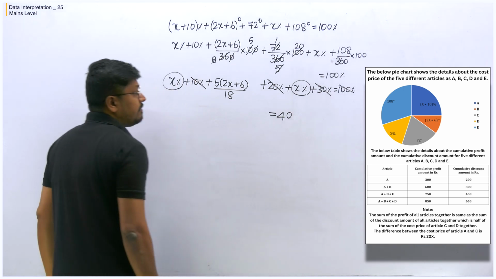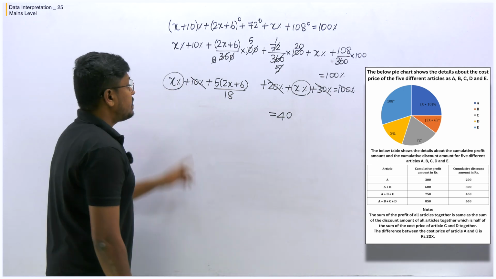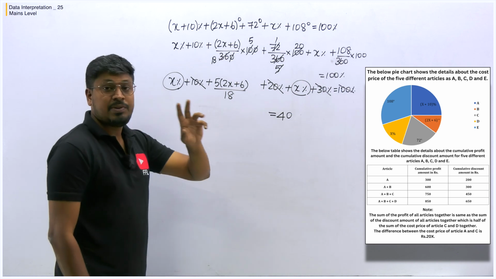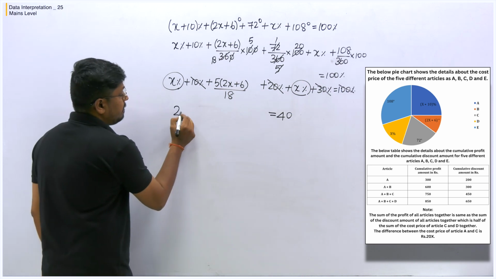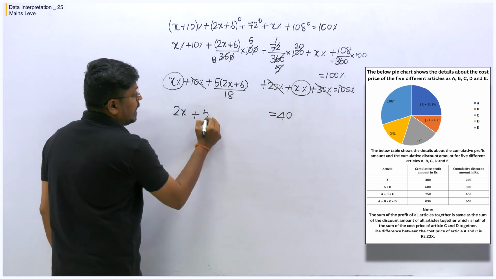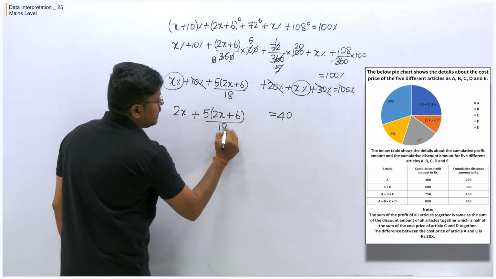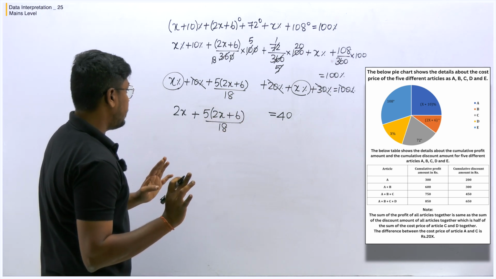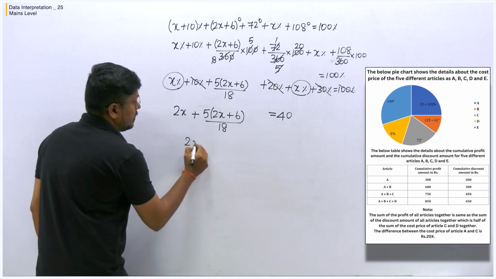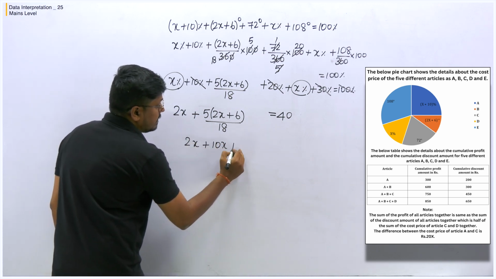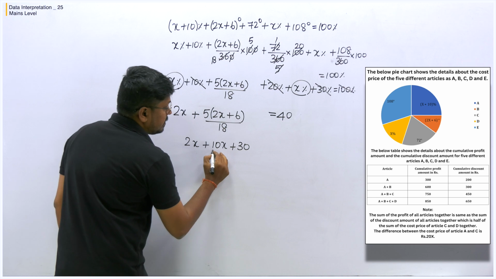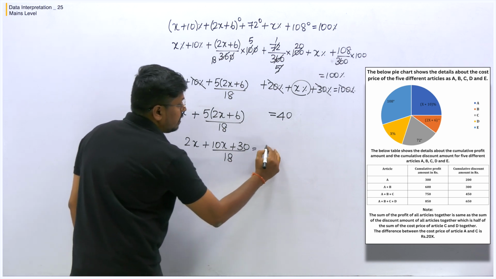So finally we have an answer of 40 here. So x percentage will be 2x, so this value will be 2x. And this value what we have is (5 into 2x plus 6) divided by 18. I think we have written all the remaining values here, right? Okay, so 5 into 2x will be 10x, 6 5s are 30. So this part alone divided by 18 is equal to 40.